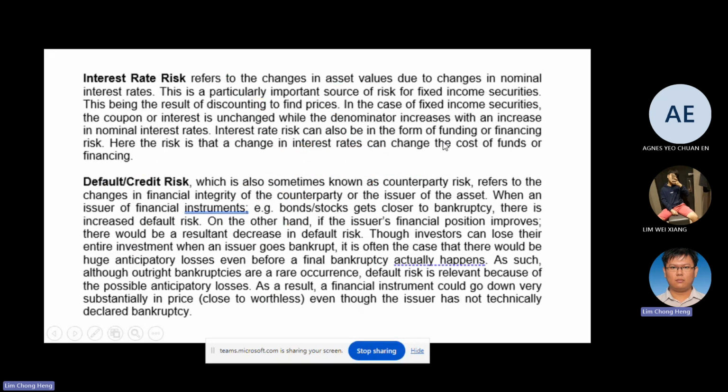So for example, I give you interest rate risk. When we talk about interest rate risk, in academic, we refer to it as change in asset value due to change in the nominal interest rate. Example, when interest rate increases, bond price drops. This is what we study. Or sometimes you explain when interest rate increases, your cost of borrowing increases. Or sometimes you explain when interest rate increases, your investment return will increase, that means you put in the FD.